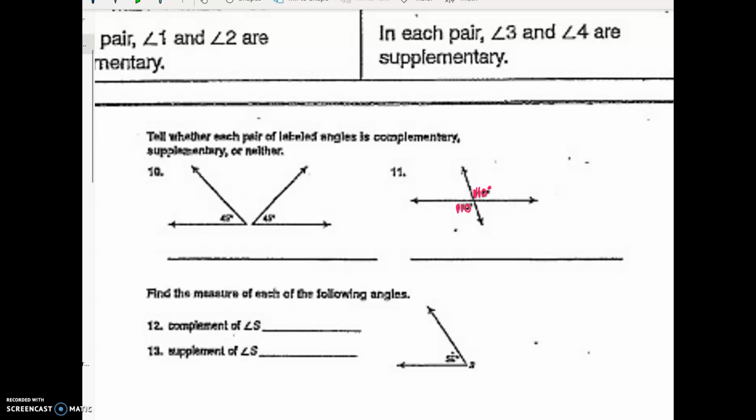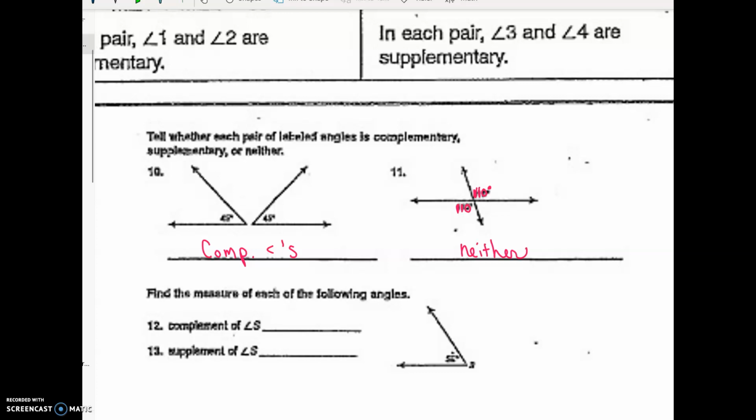And then they want us to tell whether each pair of labeled angles is complementary, supplementary, or neither. In this case, they both are 45-degree angles, so they would total up to 90, so we can just identify them as complementary angles. And I just abbreviate those using those symbols there. On 11, these are vertical angles, but they are not complementary or supplementary because they don't add up to 90 or 180. So that one has to be neither of those options.